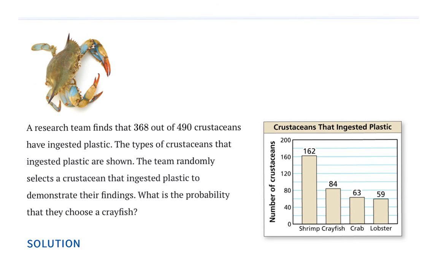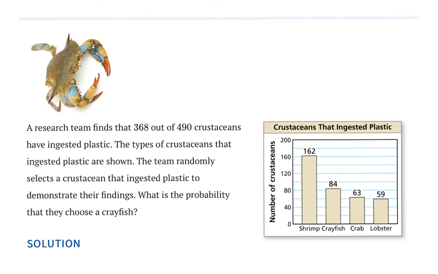All right, and one last kind of big word problem here. Our research team is looking at crustaceans. 368 out of 490 crustaceans have ingested plastic. The types of crustaceans that ingested plastic are shown. The team randomly selects a crustacean that ingested plastic to demonstrate their findings. What is the probability that they chose a crayfish?